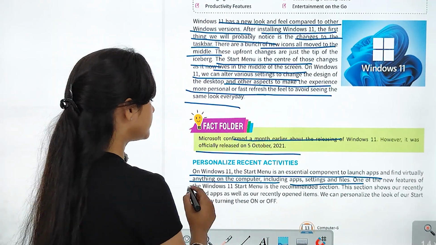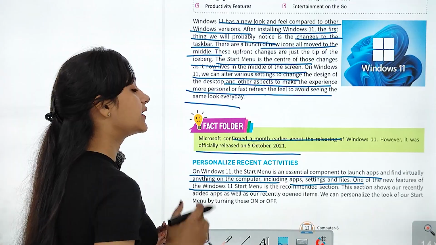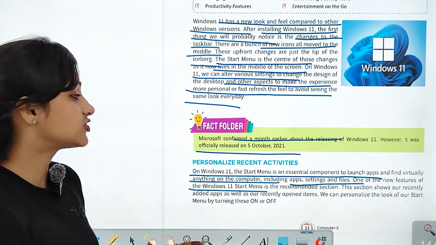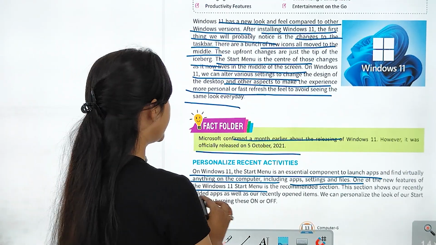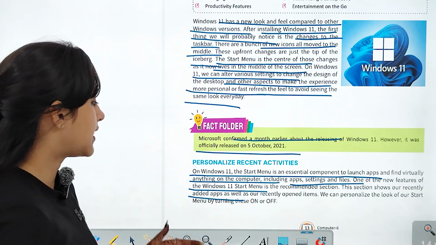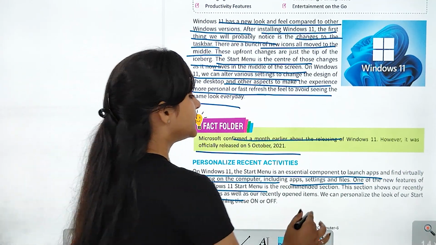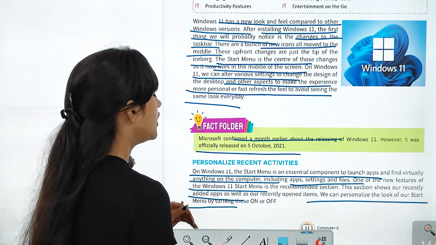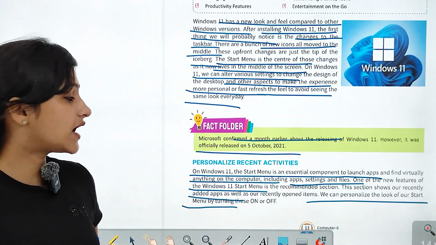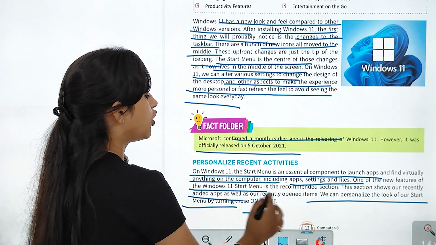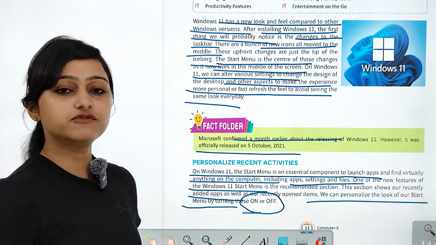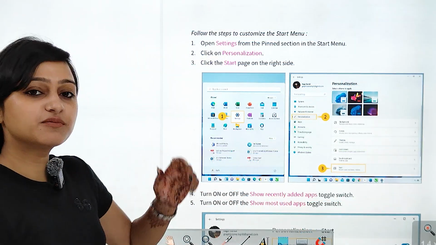One of the new features of the Windows 11 start menu is the recommended section. The section shows our recently added apps as well as our recently opened items. We can personalize the look of our start menu by turning these on and off. So follow the steps to customize the start menu.